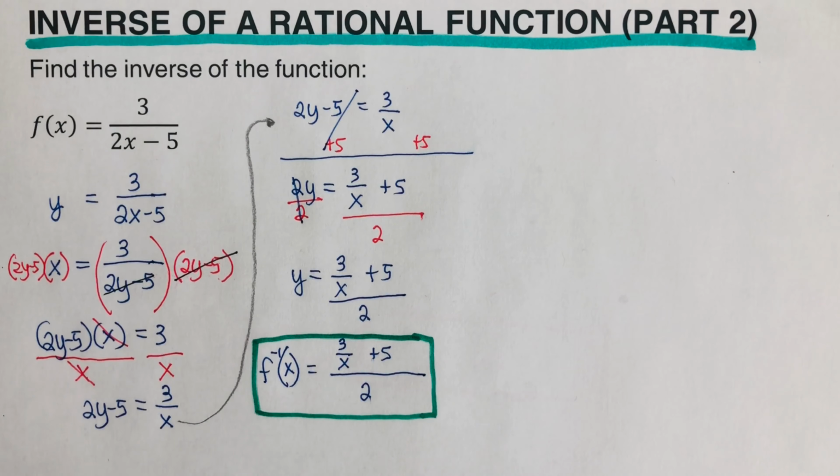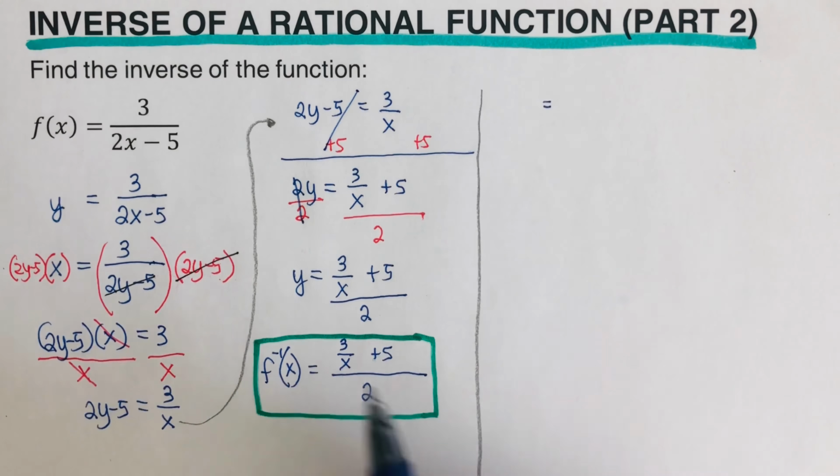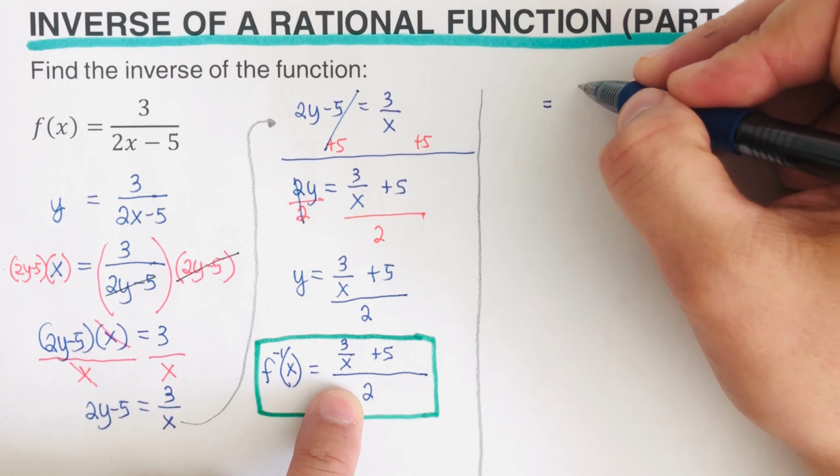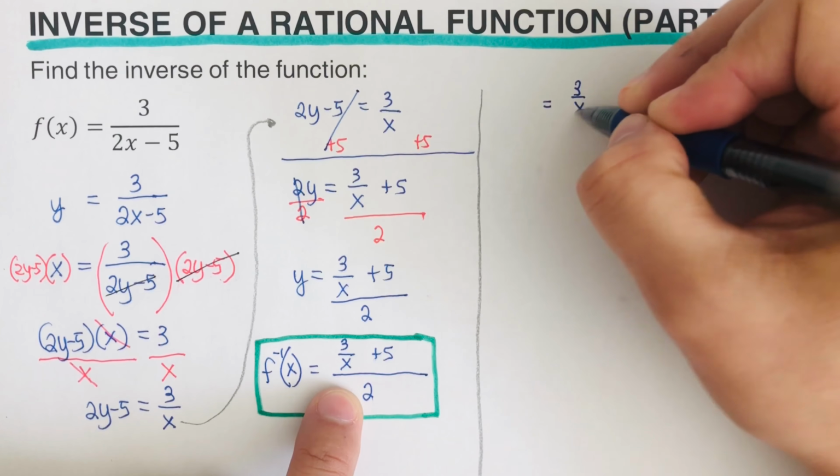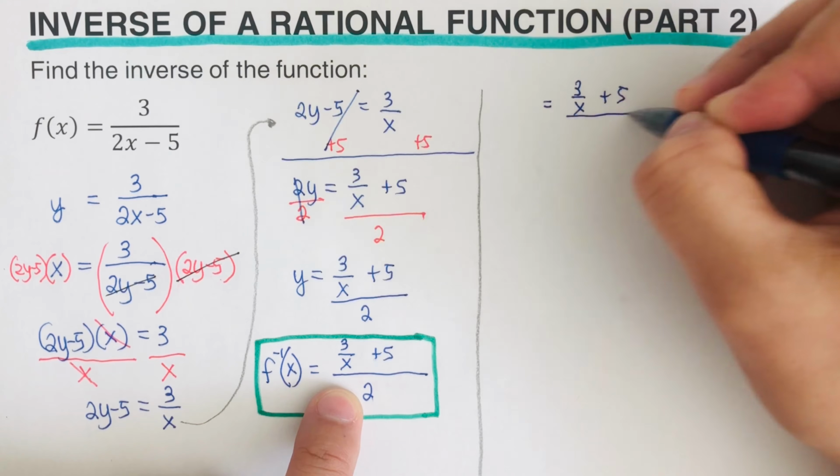Now, we can actually simplify this. We call this a complex fraction. Complex fractions are actually a fraction in a fraction. So there's a fraction, and at the same time, it's part of a big fraction. We can simplify this by adding these two. So that would be 3 over x plus 5, and that is over 2.